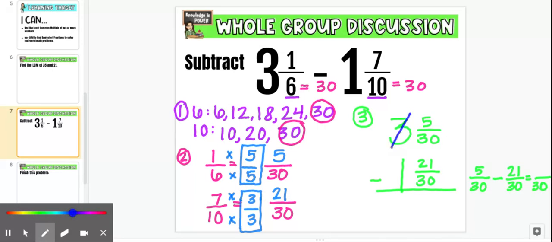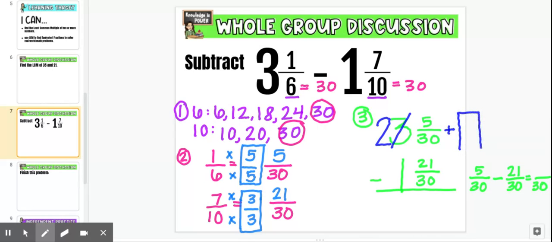Okay, so I'm going to borrow 1 from the 3. So I'm going to take 1 away, and that becomes a 2. And then I'm going to add that 1 that I took away from the 2. I'm going to add it to this 5/30. It's going to be a giant one.